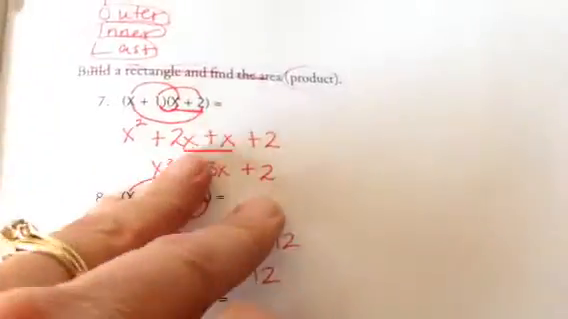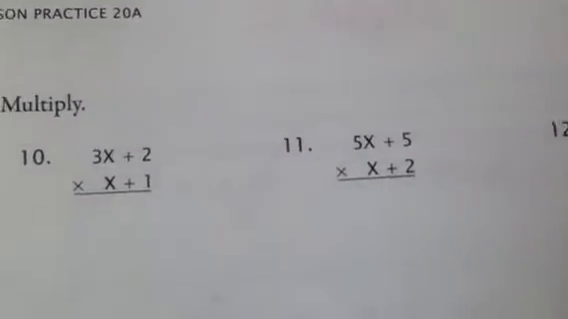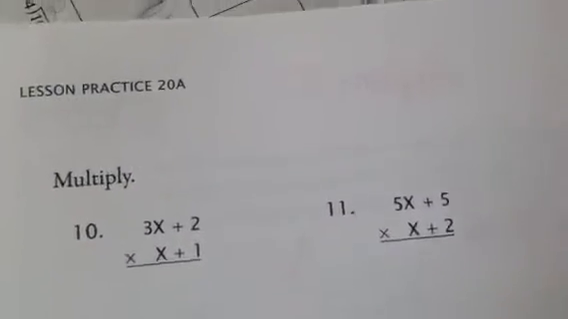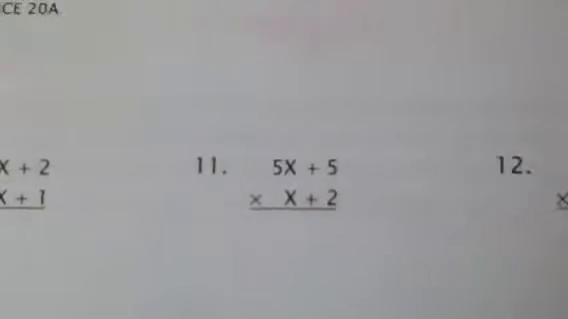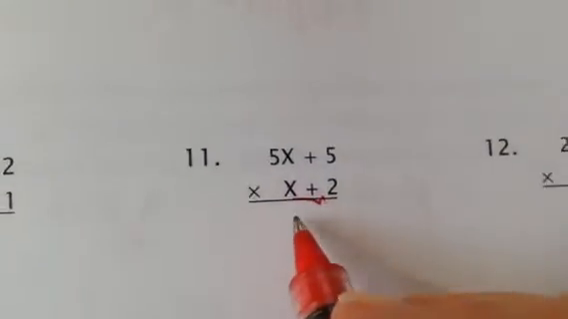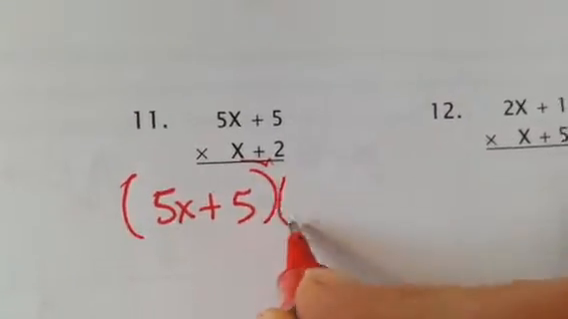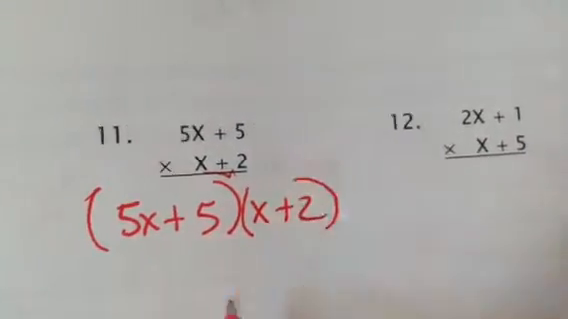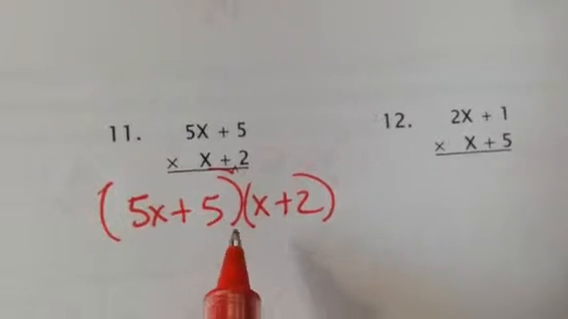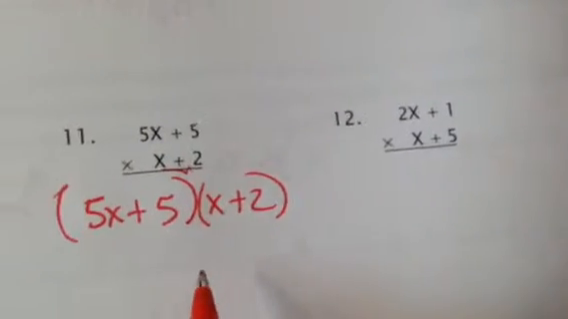I'm going to flip because I want to do one that's just a little different. Honestly, if you do it like the Matthew C. method, I would probably rewrite this as 5x plus 5 times x plus 2, because this is the way you're going to typically see it. You do this the same way as what we just did.